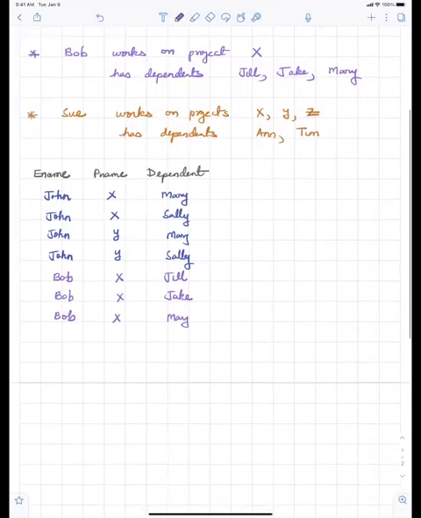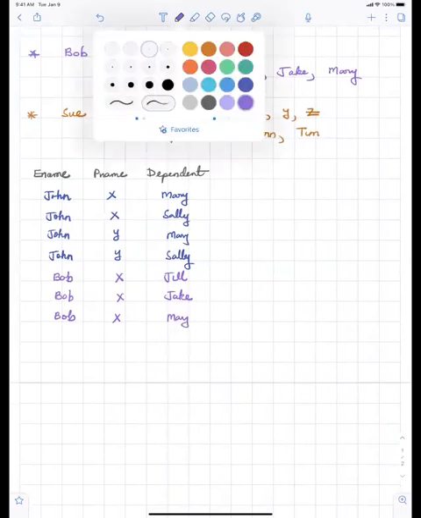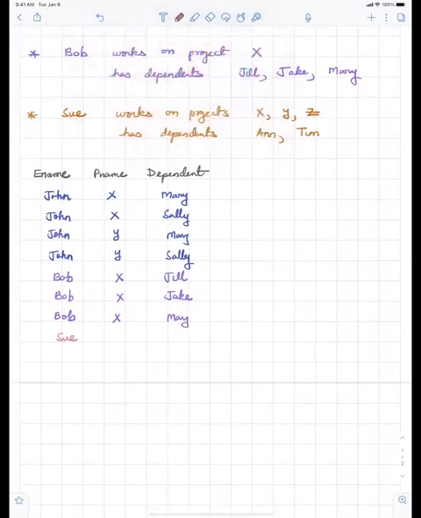And then finally we have Sue, who works now. So Sue is a bit of a pain because she works on so many projects. So we have to get her onto all of these. So we have Sue who works on, oh, it's a pain, X.